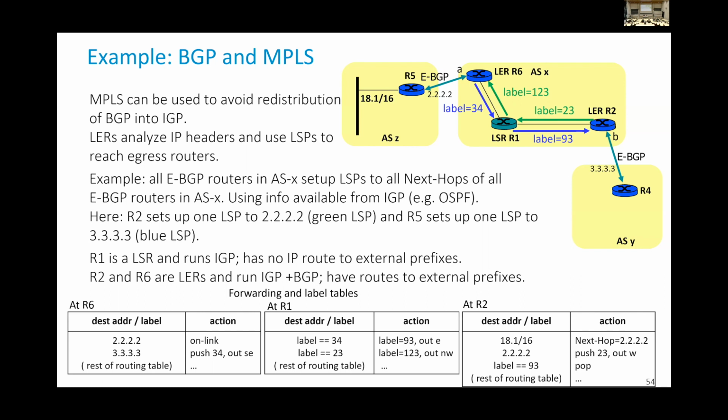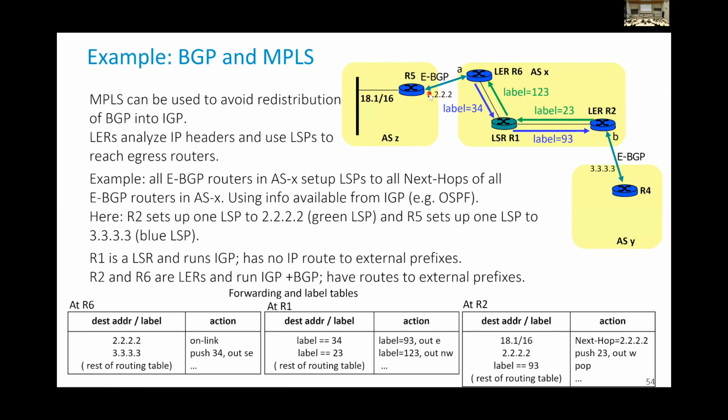Because when we traverse this domain here, we always go from an external link to another external link. So the complexity of going across this network is of order n square, where n is the number of external attachments that you have, which is typically way smaller than 1 million. So what you can do is, for any next hop that you learn by eBGP, you create a label switch path to any other next hop.